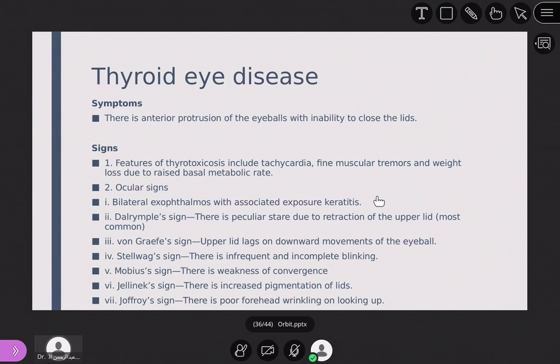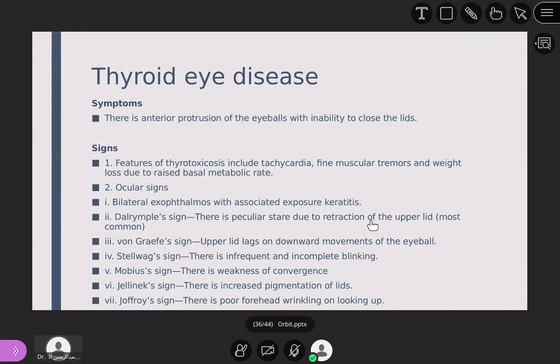Dalrymple's sign: there is a peculiar stare due to the retraction of the upper lid. It's the most common sign. This is the most common sign, which is lid retraction. Dalrymple's sign, which is upper lid retraction, is the most common sign.